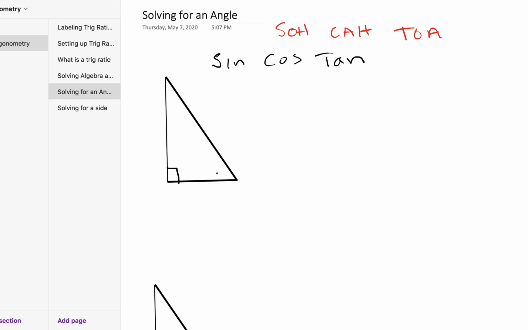So let's do a problem. We're going to be solving for an angle. So we're missing the angle here. I labeled it x. And in order to solve for a missing angle, you need at least two of the sides. You can even have three of them, but you need a minimum of two of the sides.